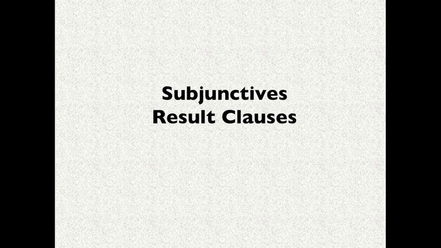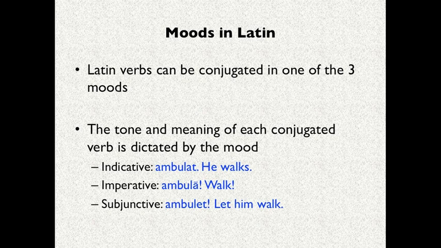In this video, we're going to look at result clauses. But first, let's do some review. Latin verbs can be conjugated into any one of the three moods, and the tone and meaning of each conjugated verb is dictated by the mood. Let's look at a few examples.